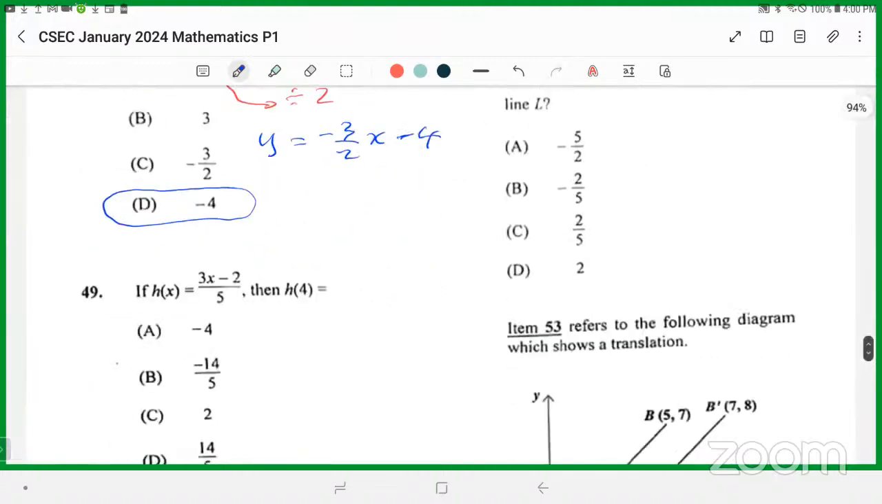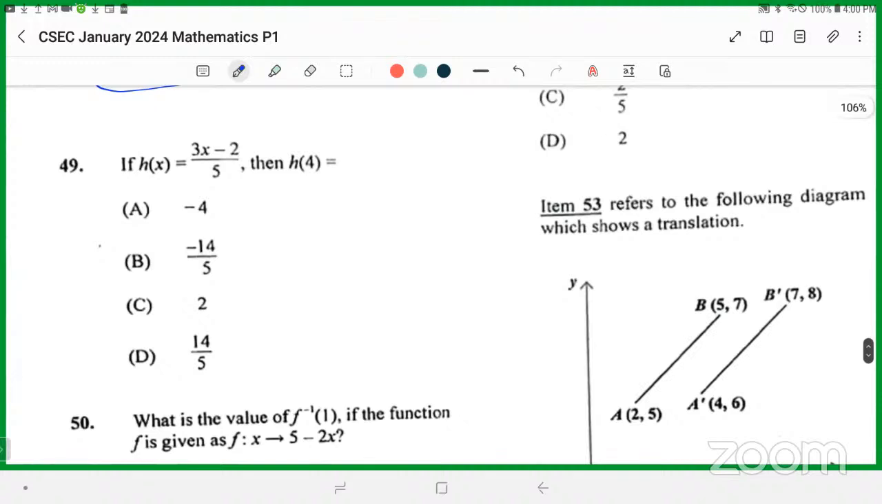Next question says, h of x is this, still on functions, find h of 4. It's a matter of putting 4 in here. So it becomes 3 times 4 minus 2, divided by 5. 3 times 4 is 12. 12 minus 2 is 10. This becomes 10 over 5, and 10 over 5 is 2. This is it. Easy stuff.